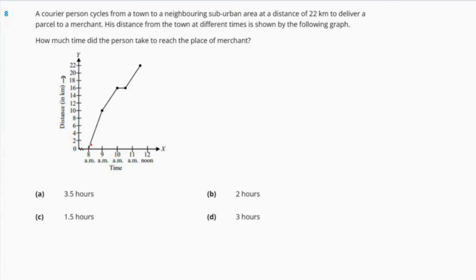Okay, and since the question is talking about 22 kilometers, we are going to see at what time he has covered the 22 kilometers. So that is around 11:30. From 8 to 11:30, we need to figure out the duration, so that is going to be 3.5 hours. So our answer would be 3.5 hours.